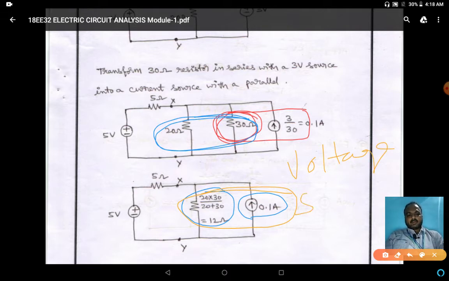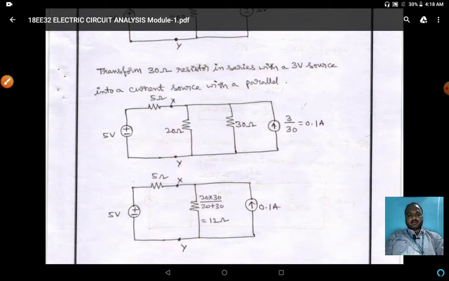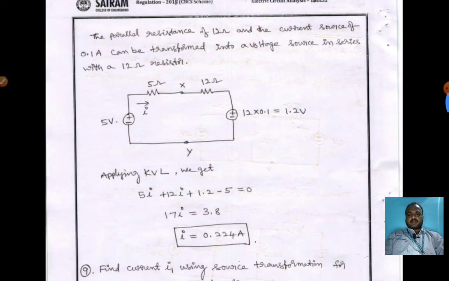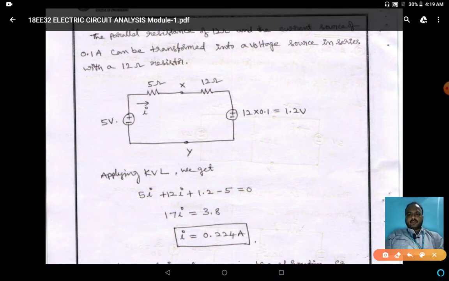Voltage source by using the source transformation technique. Now 12 into 0.1, that is 1.2 volts, and the 12 ohm resistor will come in series. I will show the next diagram. Now the 12 ohm and 5 ohm resistors, how are they connected? In series.